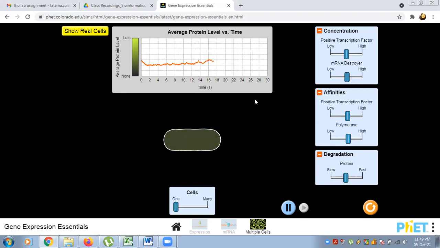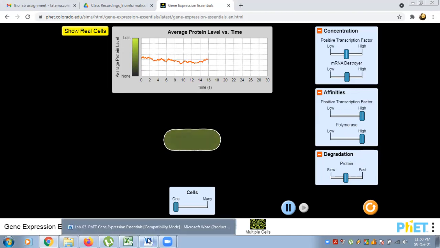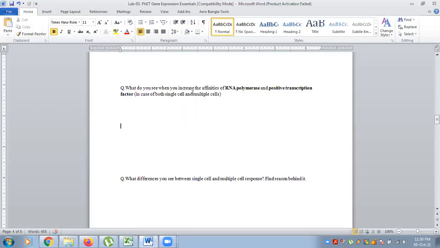So when I make both the positive transcription factor and the polymerase high, then this is the graph. The protein level is getting high. So this is in case of single cell. You need to take a screenshot of this process, then make it for multiple cell, right? Because in the question we need to find it out for multiple cells as well.